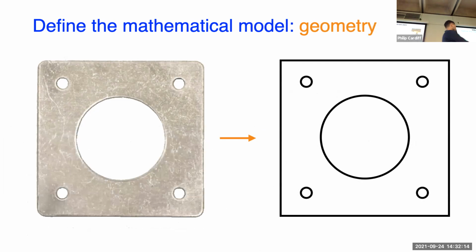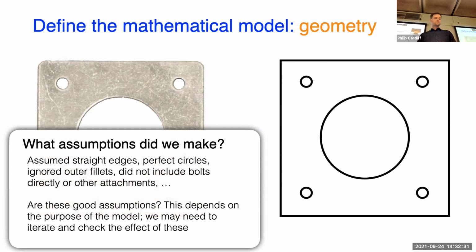And next is the geometry. This is the real geometry. You can see it has scratches and bumps on the surface and the holes aren't perfectly circular. So I'm going to make some idealization or simplification of the geometry. I'm going to assume it's maybe perfect circles, certain radii, things like that. So what assumptions? Maybe I'm assuming straight edges, perfect circles, ignoring fillets, maybe ignoring bolts, things like that.